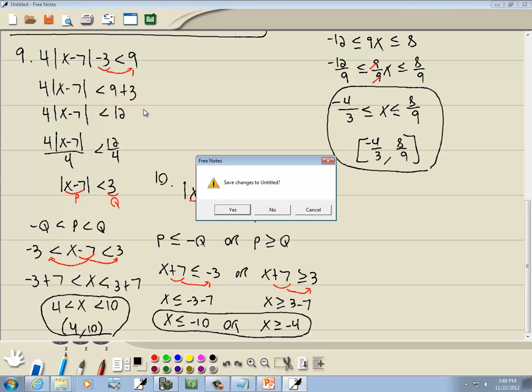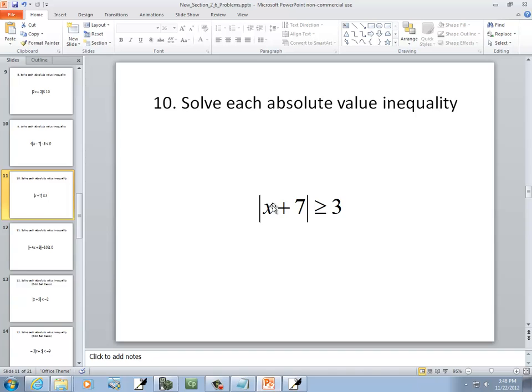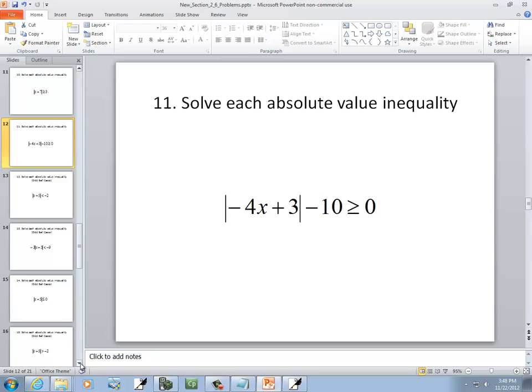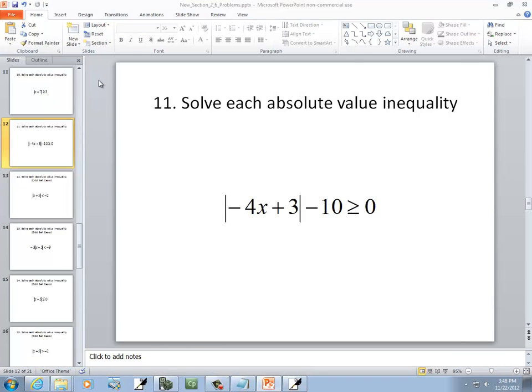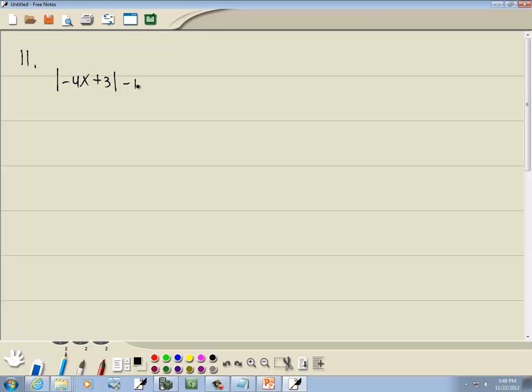Let me start a new page. And we've got the absolute value of negative 4x plus 3 minus 10 is greater than or equal to 0. Okay, I have to have the absolute value by itself. So I'm going to take the negative 10 and move it to the right side. So we get the absolute value of negative 4x plus 3 is greater than or equal to positive 10.